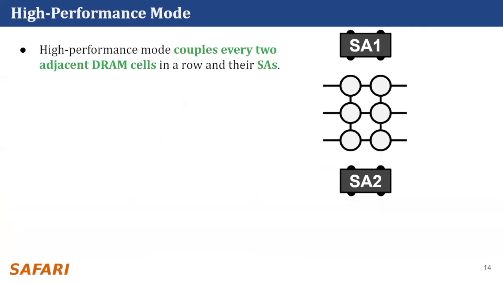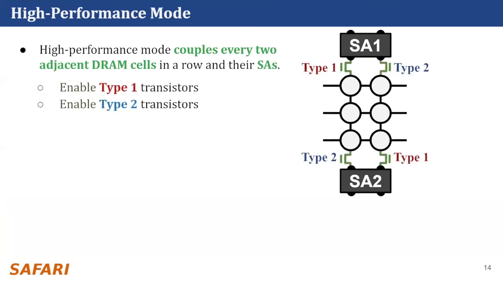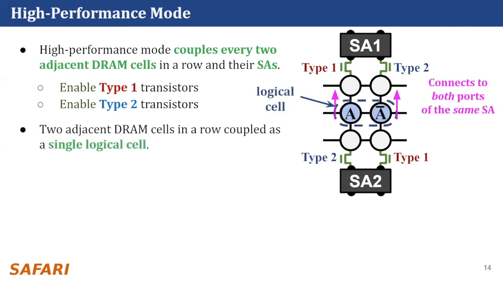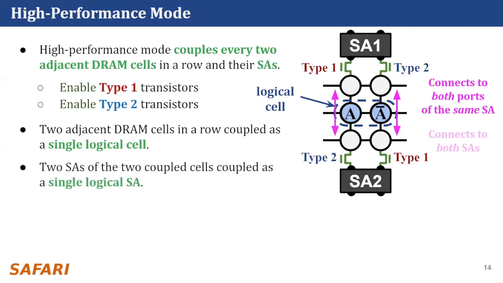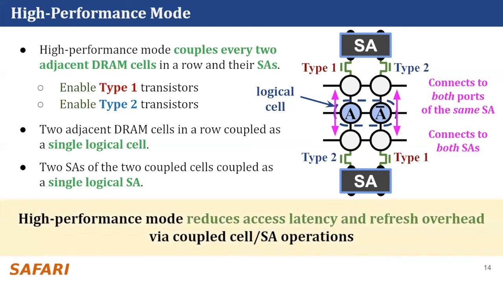For a row to operate in the high-performance mode, CLR-DRAM enables both types of bitline mode select transistors to enable two kinds of coupled operations simultaneously. First, two adjacent DRAM cells in a row are coupled to operate as a single logical cell, because they are connected to both ports of the same sense amplifier. Second, two sense amplifiers, which originally served the two adjacent cells individually, are now coupled to operate as a single logical sense amplifier, because the logical cell is connected to both the two sense amplifiers. A high-performance mode row in CLR-DRAM has reduced access latency and refresh overhead via these coupled cell and sense amplifier operations.